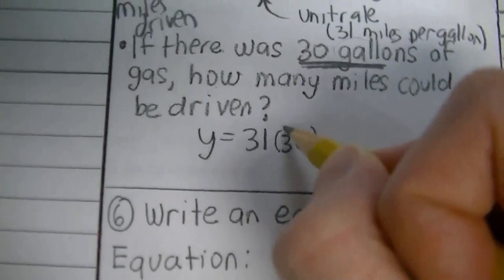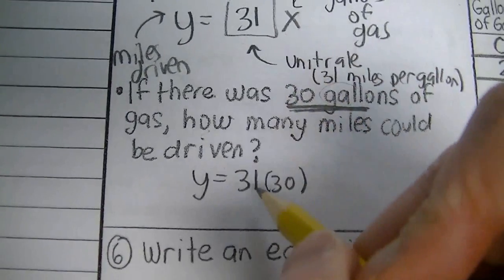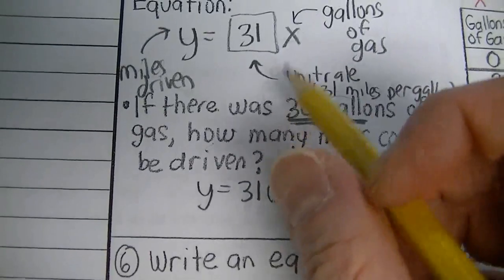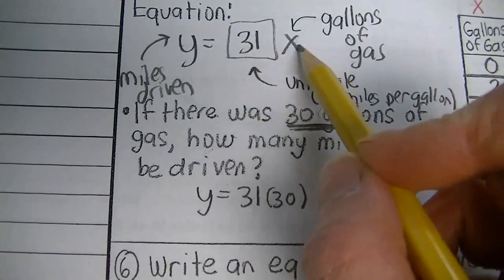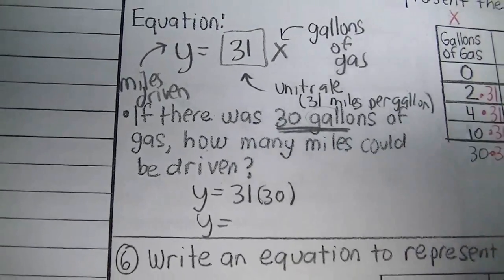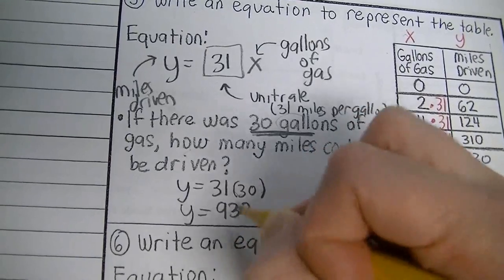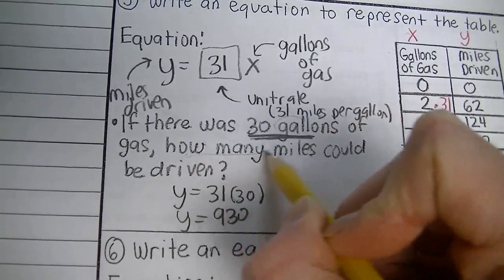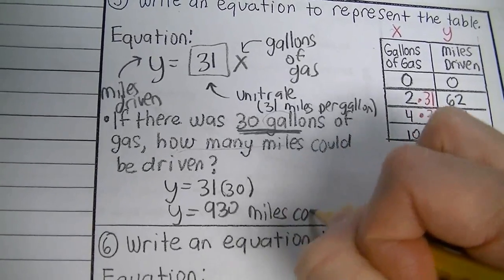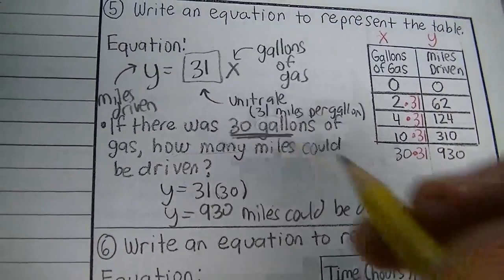Okay? And if you're curious why I put the parentheses on there, it's because I know I need to multiply. Because if I put 3130, then that would be so confusing. So that just signifies, hey, multiply it. Because when we have these right here together, that means multiply. So I'm just continuing it down here, multiply. So 31 times 30 is 930. But make sure you label it. It's asking about how many miles could be driven. So 930 miles could be driven on 30 gallons of gas.